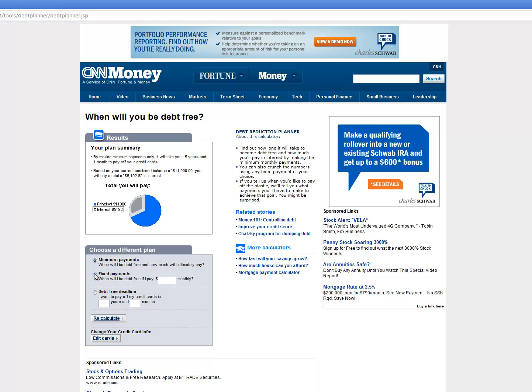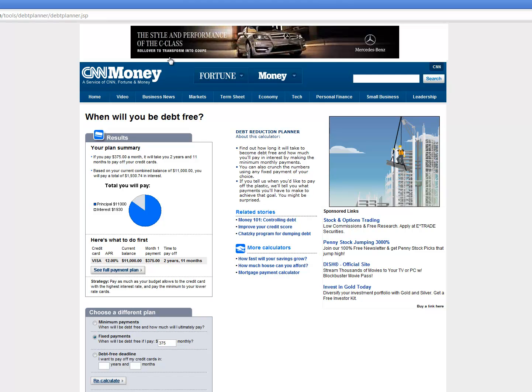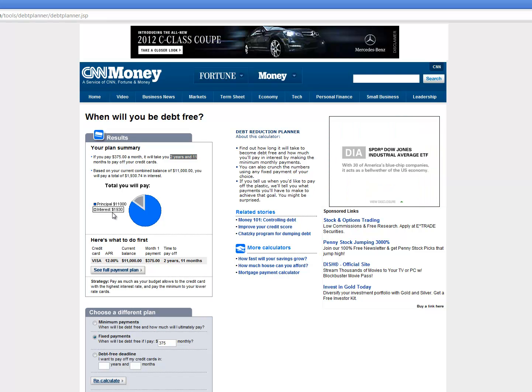So let's look at a different scenario, because maybe we say, we don't want to pay it off in 15 years. We need to get this thing done. So let's say that we can scramble around and we can come up with an extra $50 a month. So we're going to pay $375. Let's recalculate it with an extra $50 a month. Look at the difference just $50 a month makes. Instead of 15 years and a month, it's 2 years and 11 months. It's less than 3 years. And instead of over $5,000 in interest, it's less than $2,000 in interest.